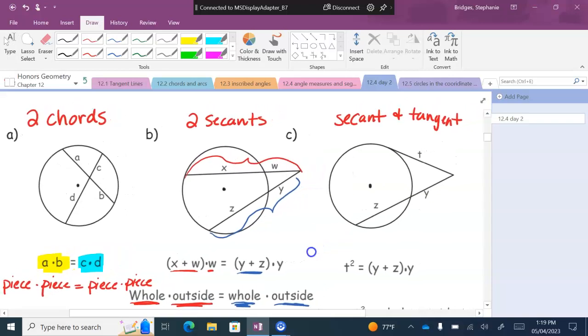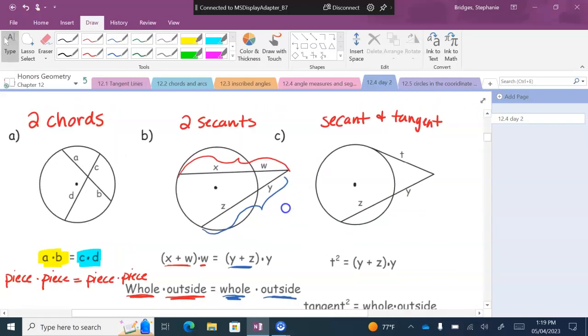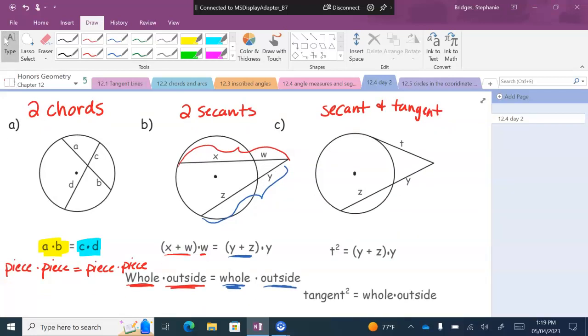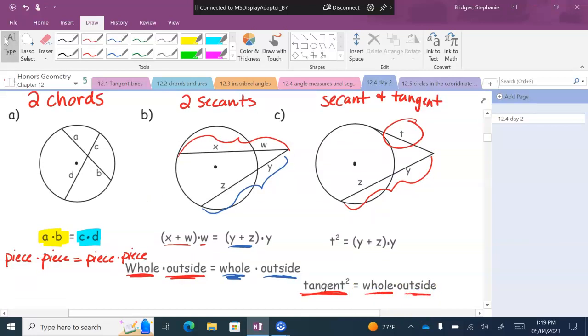All right, hold on. Let me do this last one. When you have a secant and a tangent, it is my tangent squared. So t squared, my tangent squared, is equal to the whole secant times the outside piece. And then they had to prove it over and over again, yes. With proofs.